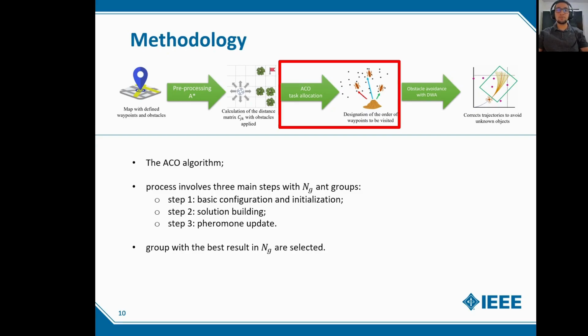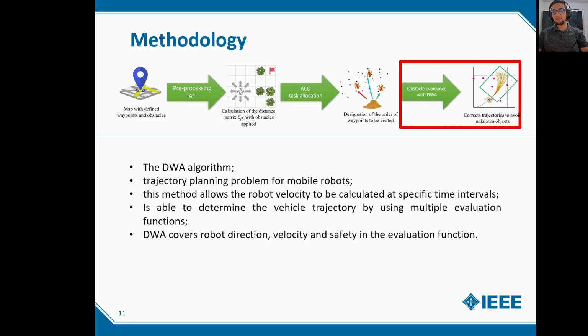To deal with multiple targets and vehicles, the optimization process involves three main steps with ND and groups. Step one is the basic configuration and initialization. Step two is the solution building. And step three, we have the pheromone update. After the execution of all stages and the conclusion of the algorithm, the routes and the group with the best result in NG are selected.